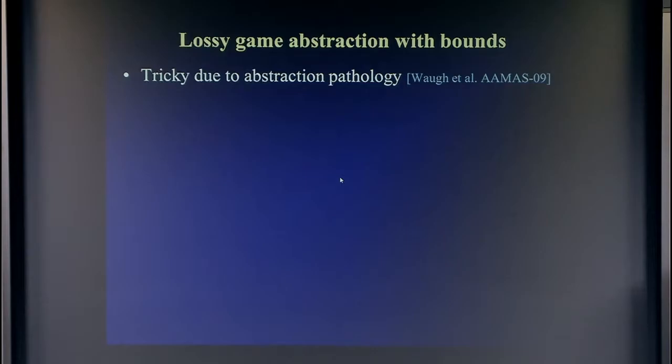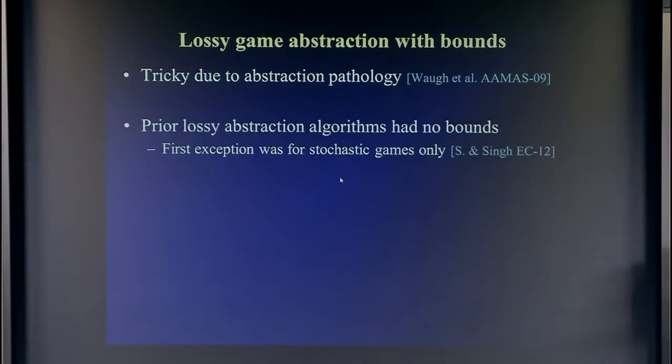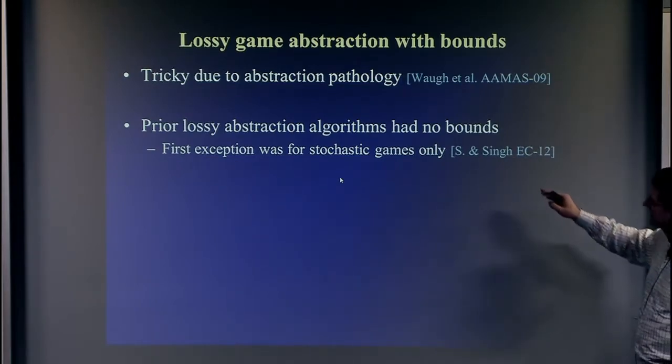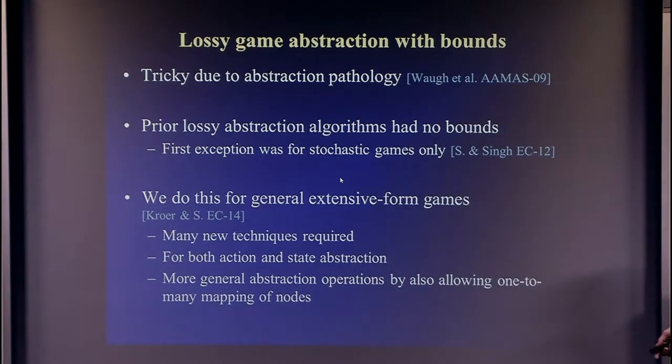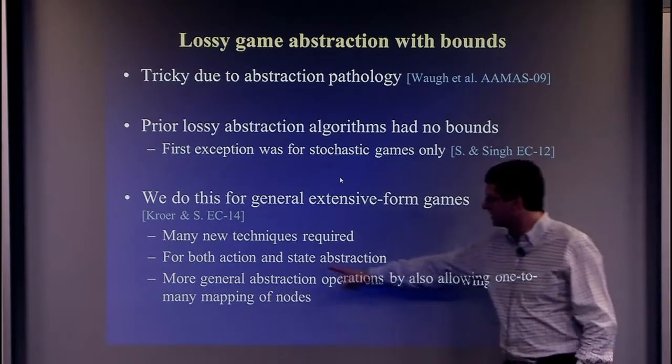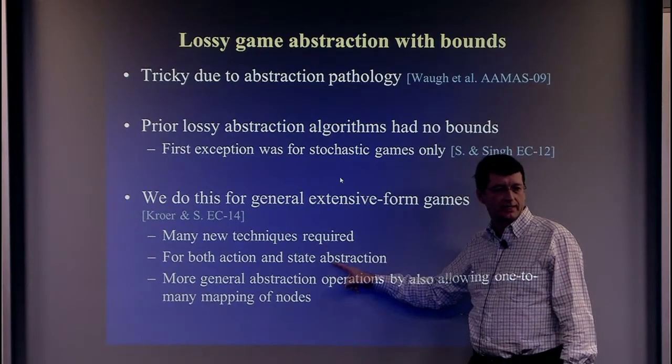This is tricky due to the abstraction pathology. So unlike single agent settings like MDPs, in games, making a finer grained abstraction can actually cause your strategy to have more regret in the original game. The prior lossy abstraction algorithms have no bounds. The first exception was for stochastic games, and now we can do this for general extensive form games for both action and state abstraction. So in poker, you could think about action abstraction as bet sizing abstraction and state abstraction being card abstraction.